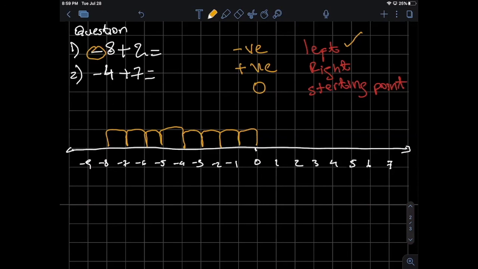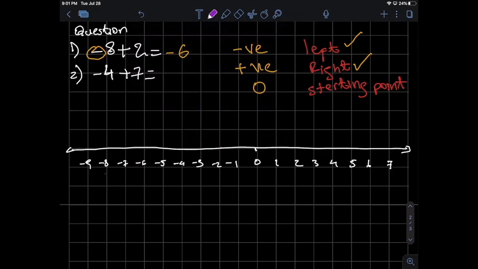And the 2 has a positive sign before it. So we go from where we stopped, which is -8, we go 2 points where? To the right. So we would go 1 and 2. And where did we end? We end up at -6. So the answer is -6.